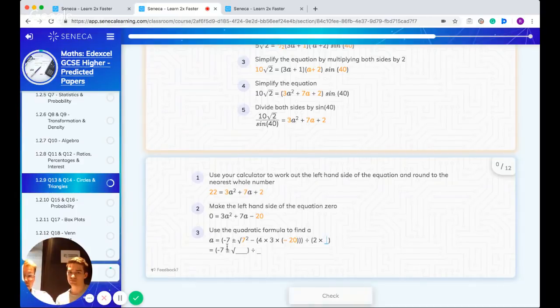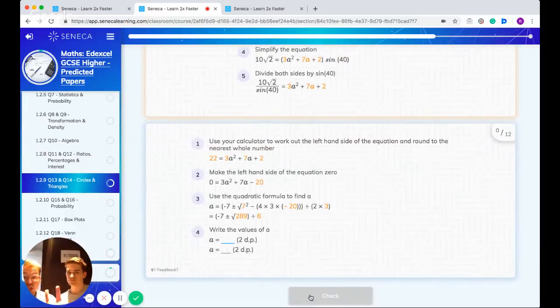So minus 7, that's the minus b, plus or minus root 7 squared minus 4 times 3 times minus 20. Watch out for the double negatives, because that could confuse a lot of people. Minus minus a number makes it plus that number. And then we divide by 2a, so it's 2 times 3. So then we've got minus 7 plus or minus root 289 divided by 6. And then remember, there are always 2 answers because it's plus or minus. Give them both to 2 decimal places.